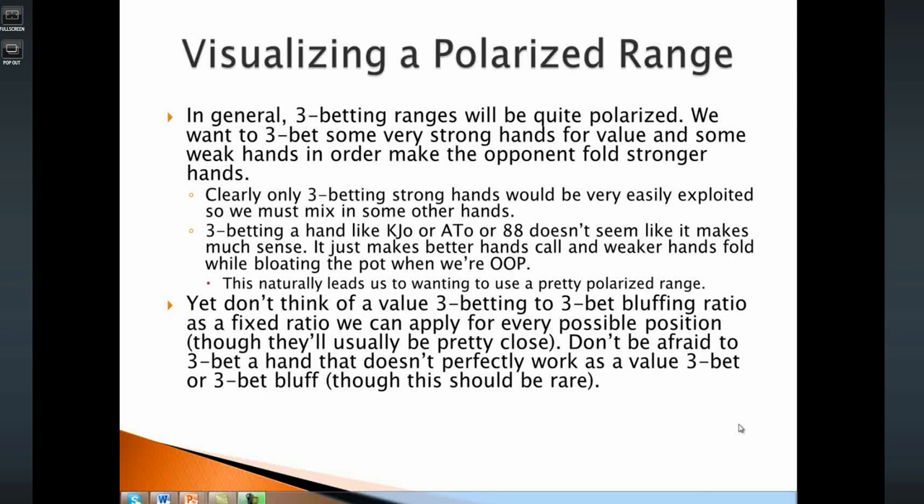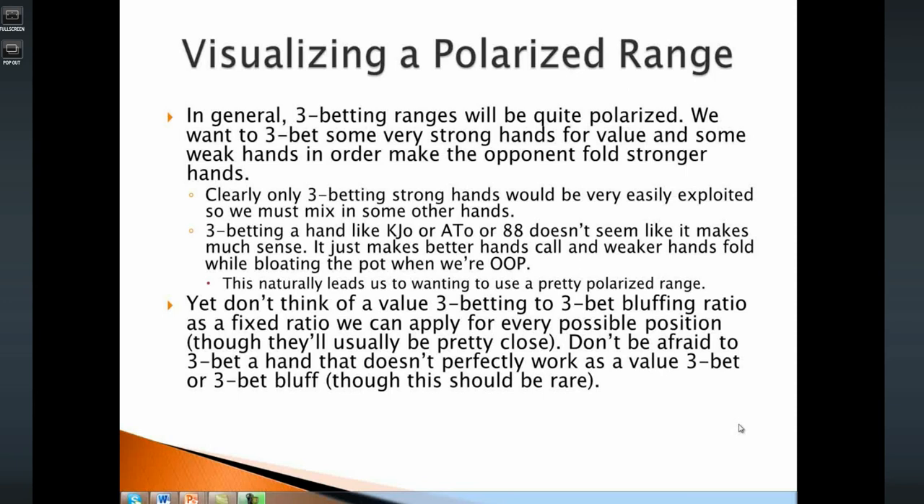If our range includes super, super strong value 3-bets, and not a lot of just strong value 3-bets, so for example, if we're only 3-betting aces, kings, queens, and ace-king, we're probably going to be able to bluff more than if we're 3-betting a very wide value range of tens and better and ace-queen and better and maybe even some king-queen. So just keep in mind that we're not trying to look at this value 3-betting to 3-bet bluffing ratio as a fixed ratio that we have to always apply to every position, because we really need to look at every 3-betting range independently.